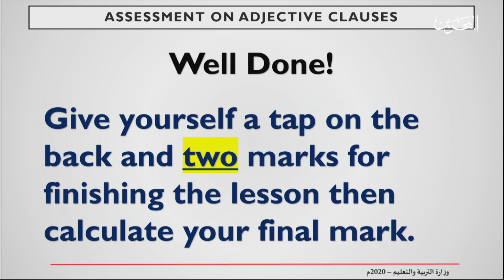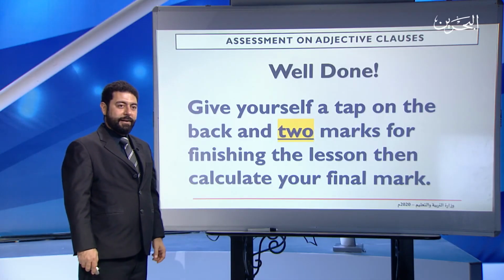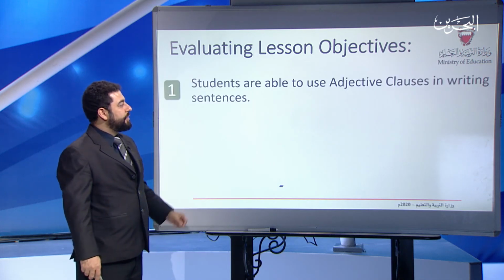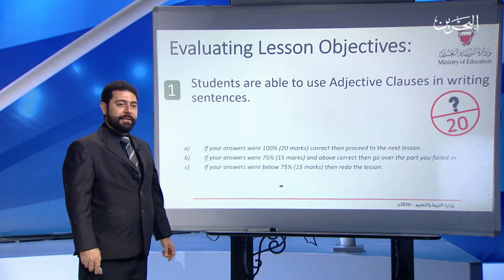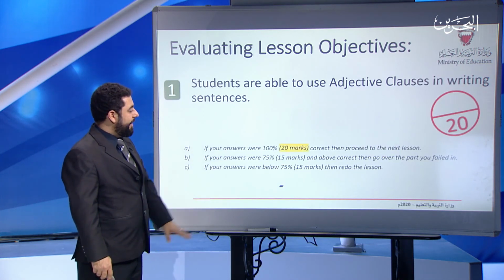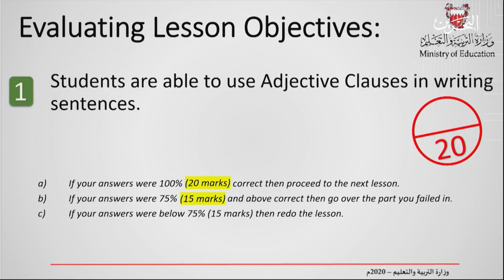Well done. Give yourself a tap on the back plus 2 marks for finishing the lesson and calculate your final mark. Now, you are able to use the adjective clauses in writing sentences, and you have a mark of 20. If you have 100% perfect answers, then you can proceed to the next lesson. If you have 75% or above, that means 15 marks or more, then you can go over the part you failed in and redo it. If you have lower than 75%, it means lower than 15 marks, then redo the whole lesson.